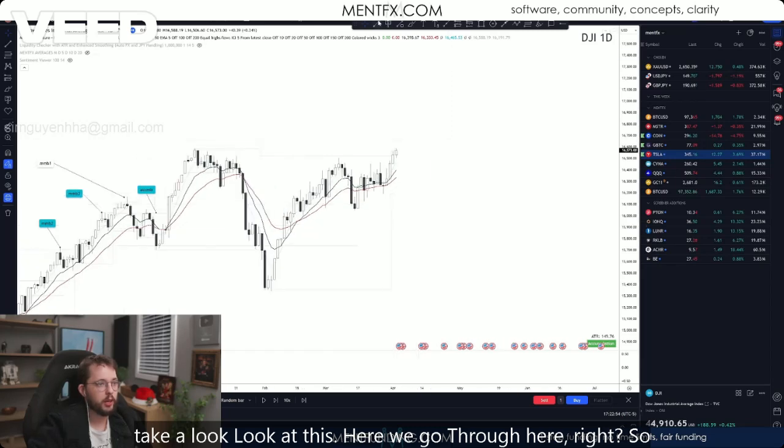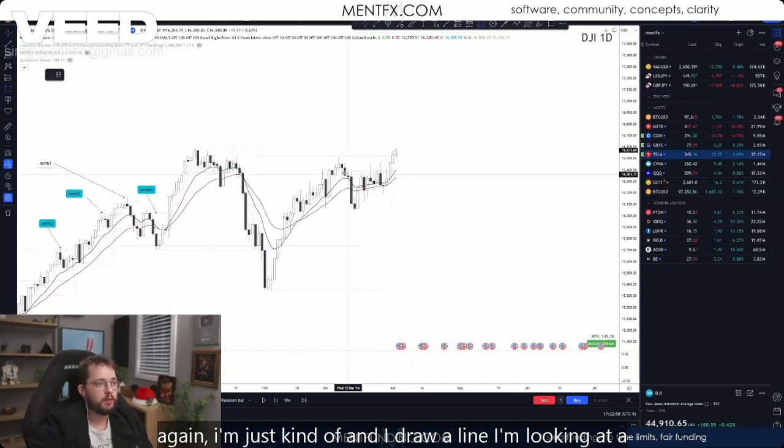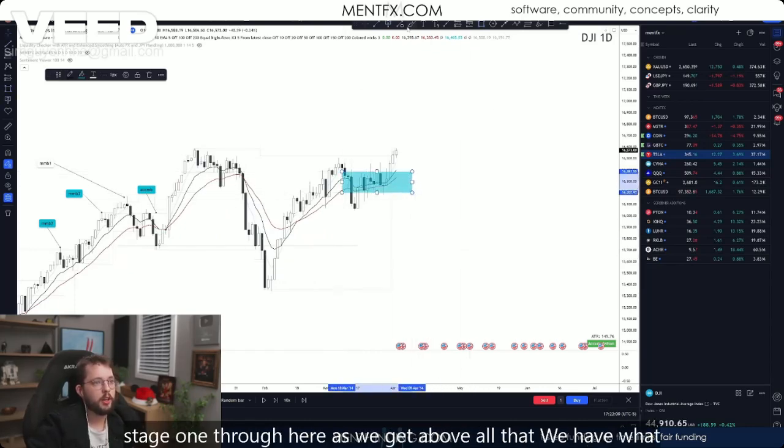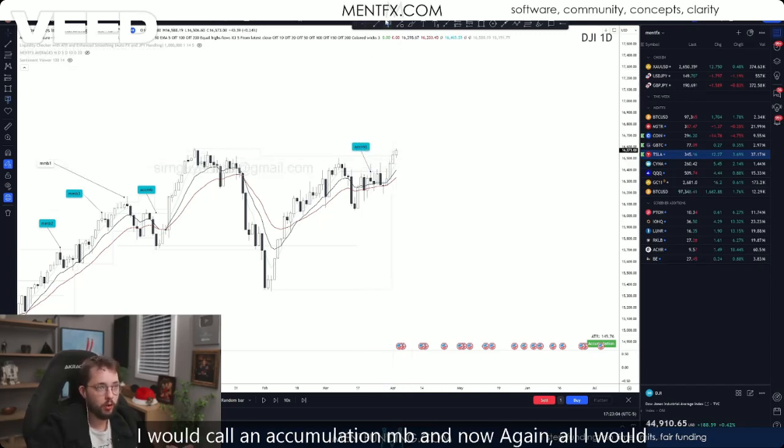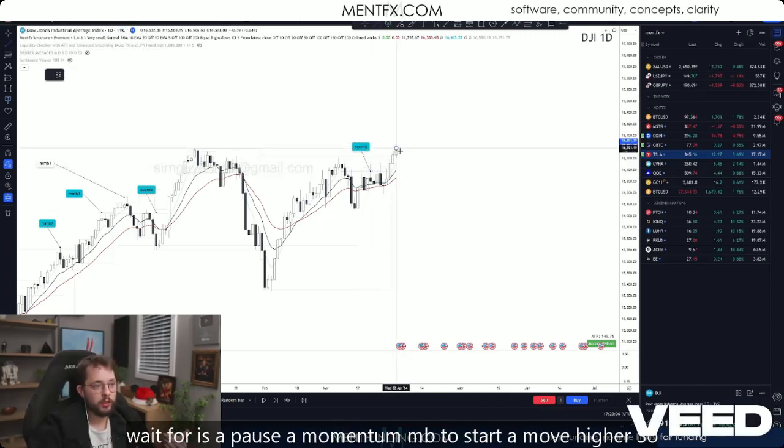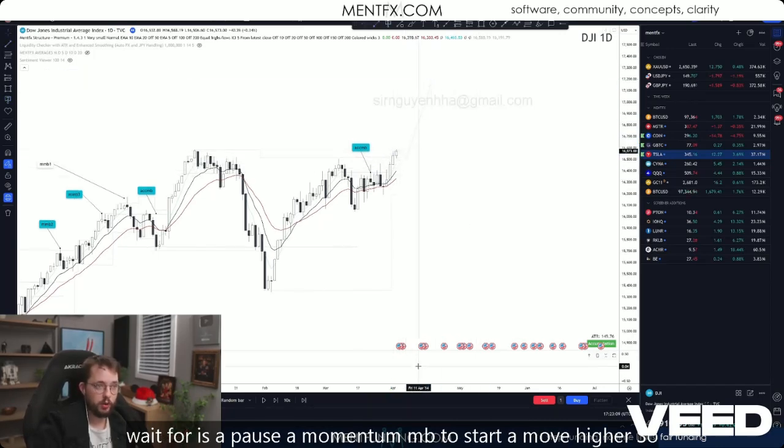Take a look at this. Here we go. Through here, right? So again, I draw a line, I'm looking at a stage 1. Through here, as we get above all that, we have what I would call an accumulation MB. And now, again, all I would wait for is a pause, a momentum MB to start a move higher.